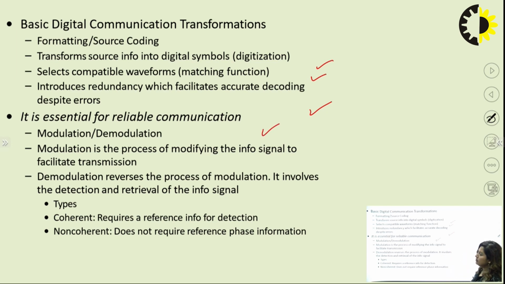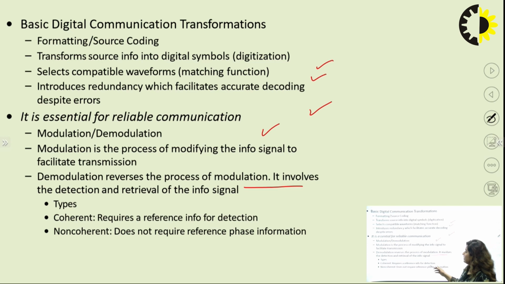What are essential points are modulation and demodulation. Modulation is basically the process of modifying the information or the carrier signal in accordance with the modulating signal. Demodulation reverses the process of modulation. It involves detection and retrieval of the original information signal.